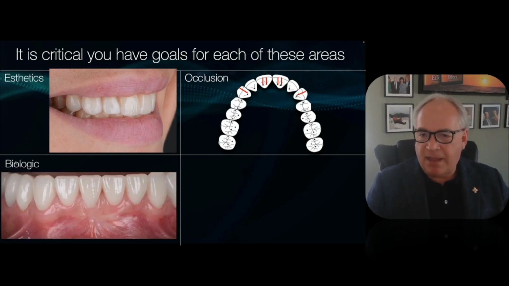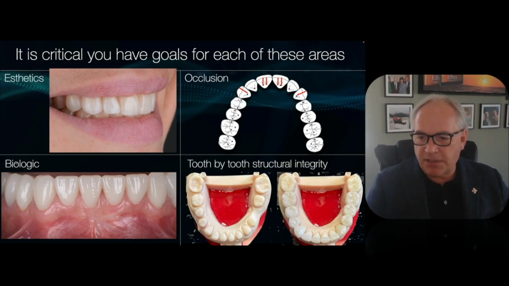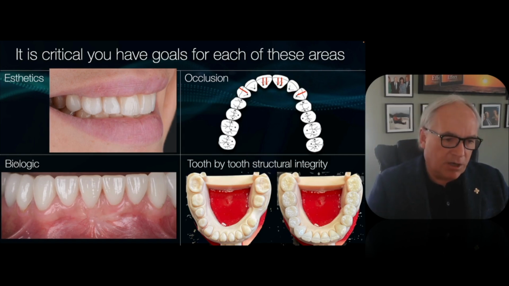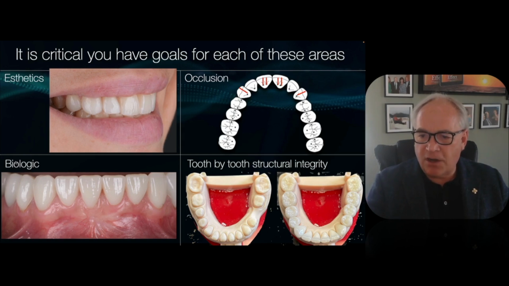We've got to have biologic health goals in terms of cleansability of restoration and probing depths and things like that. And we also have structural goals of when we're going to do a tooth for a crown, when we're going to do a filling, when we're going to take a tooth out and put an implant in, or we're going to do a post and core. These are philosophical things that you need to think about.